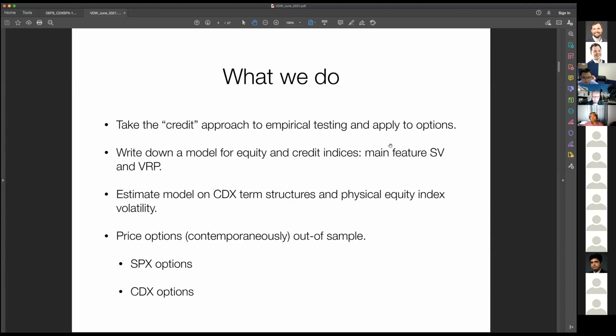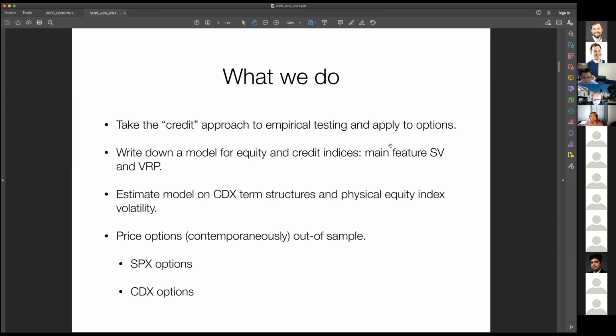So more specifically, we're going to write down a model. It's going to be a structural credit model. We're going to use it to say something about equity indices, credit indices, and options on these. The key feature of the model is that we have a common stochastic volatility factor for the underlying assets of the firms. And this factor is priced, so that we have a common variance risk premium. So that's the model, the theory. There's nothing really new about the theory. Maybe the key thing is what we do with it.